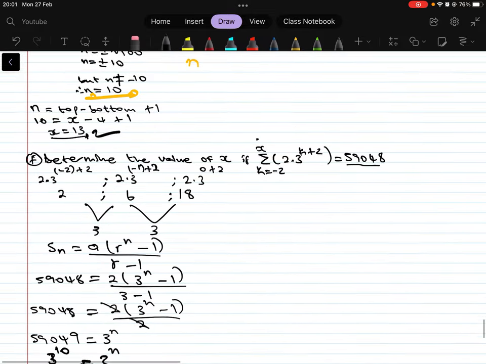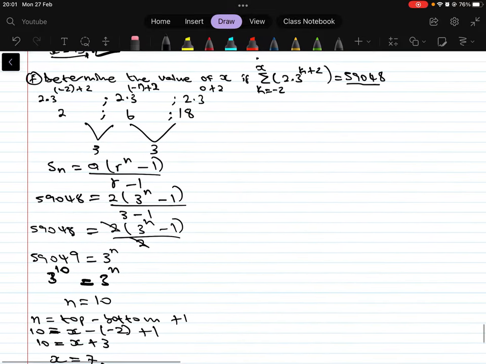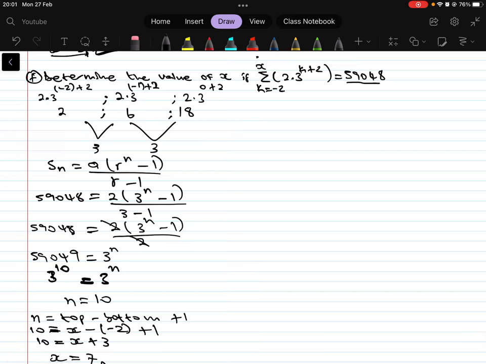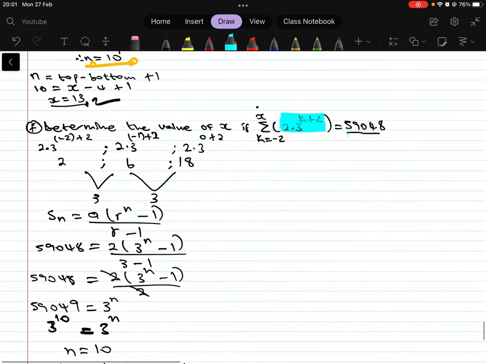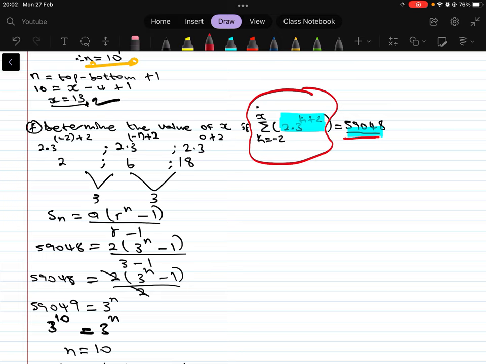Moving on, we have a similar question here. It's just that now we have a geometric expression in the brackets, and then they also gave us the Sn. Basically, Sn is the evaluation, or when they were evaluating this expression, they found that it's equal to 59048. They're just asking you to also determine x again.